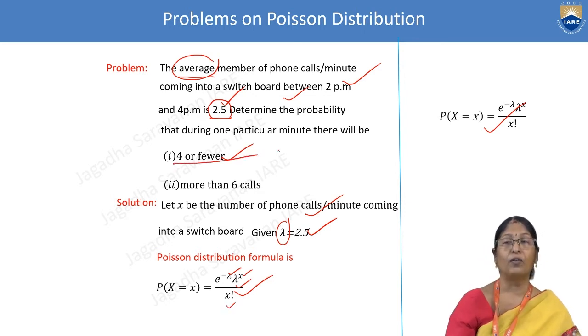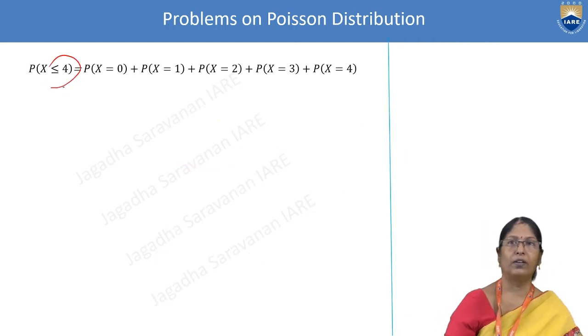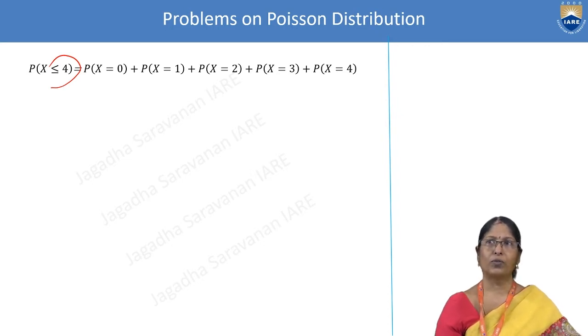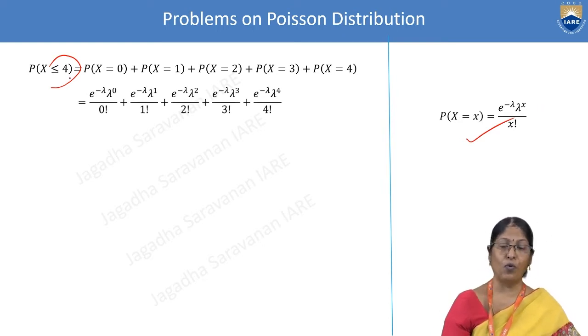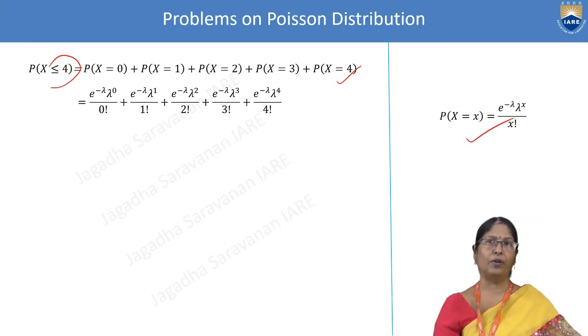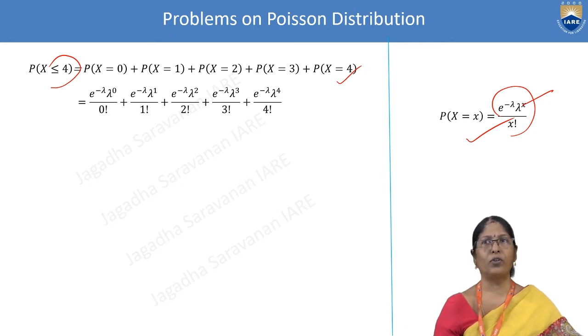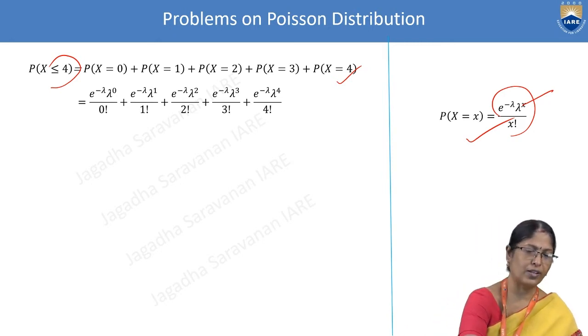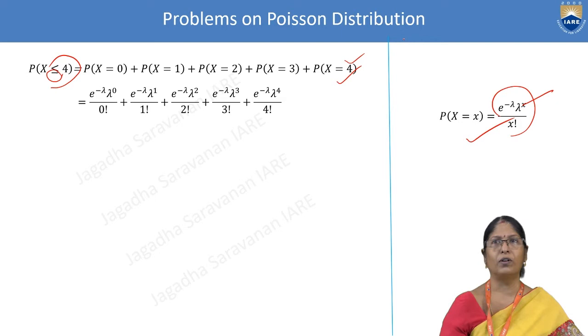Lambda we know, 2.5. x is our specific target. The first case is 4 or fewer, so x is less than or equal to 4. 4 is included, that is why we wrote up to 4. In the Poisson distribution formula, x takes values from 0, 1 onwards up to infinity. Our question is less than or equal to 4, the equal sign is there, so we stop at 4.